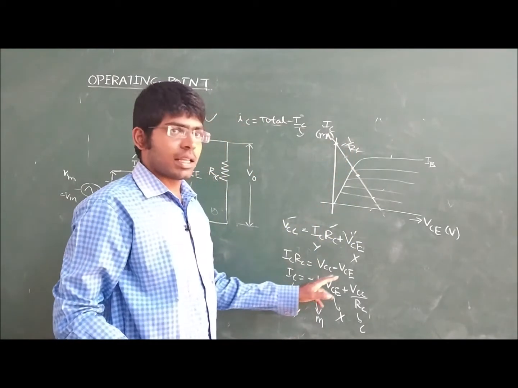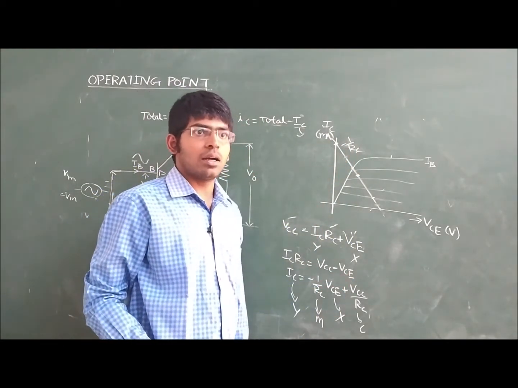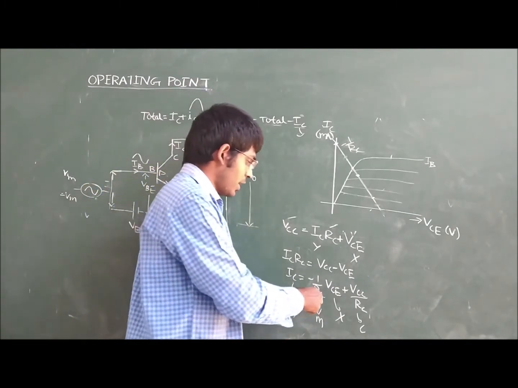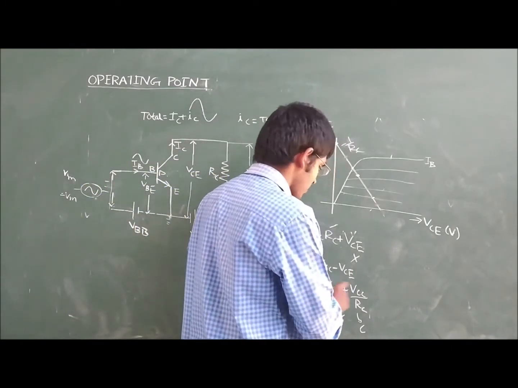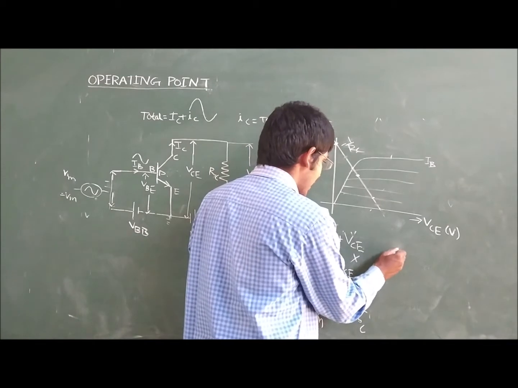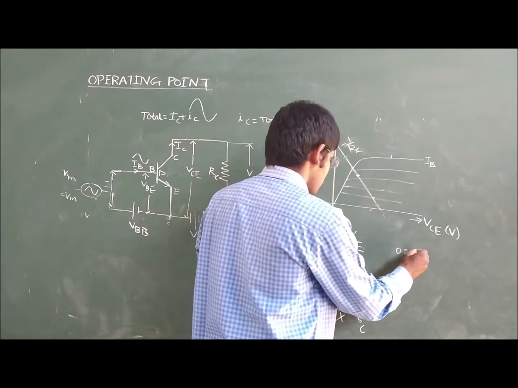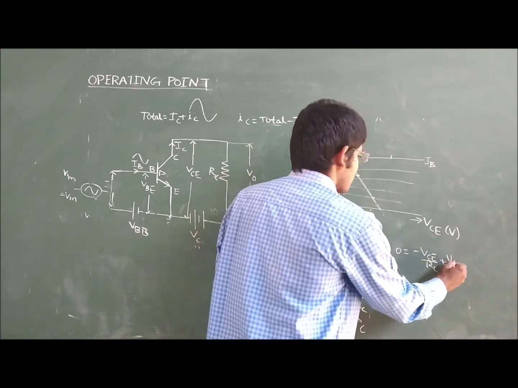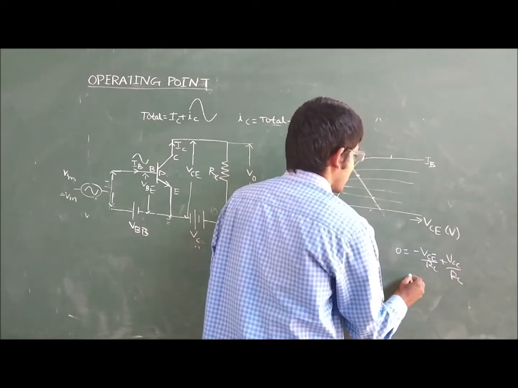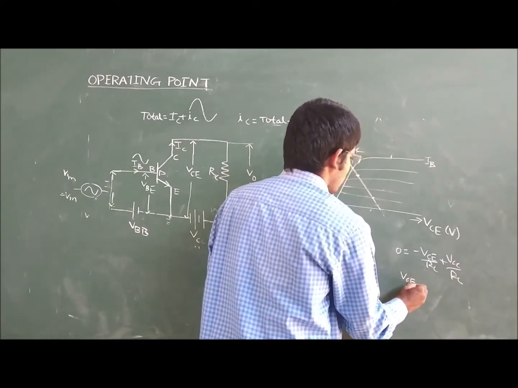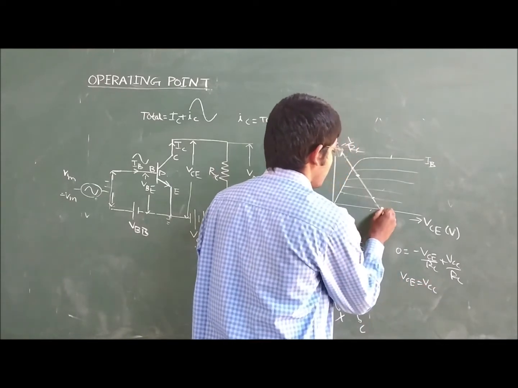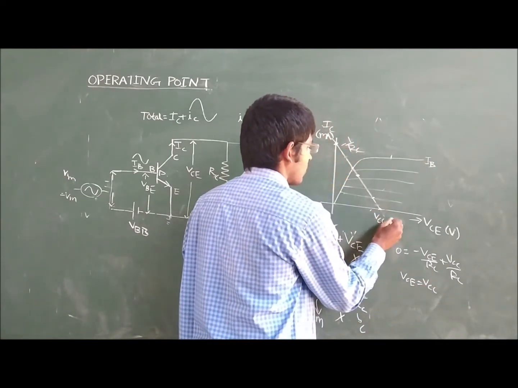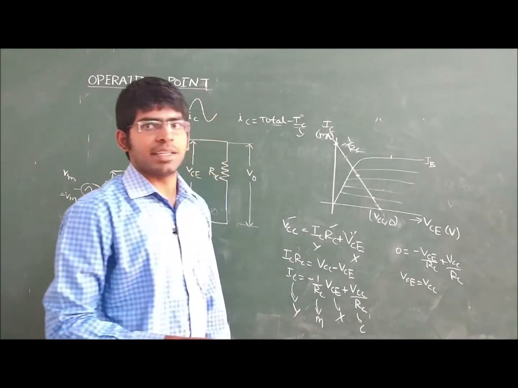In order to calculate the x-intercept, we have to make the point y as 0. Here the y is IC. So when I am making IC equal to 0, then minus VCE by RC plus VCC by RC equals 0. Therefore VCE is equal to VCC. This is the x-intercept.